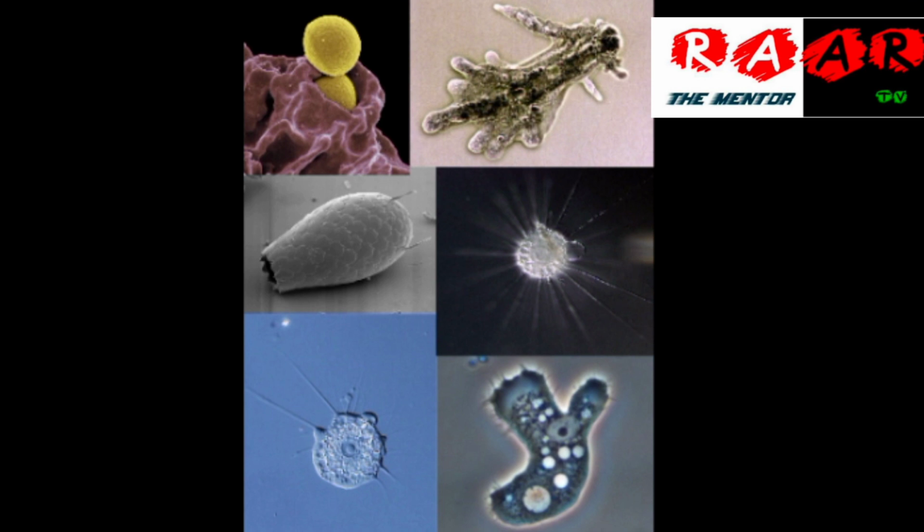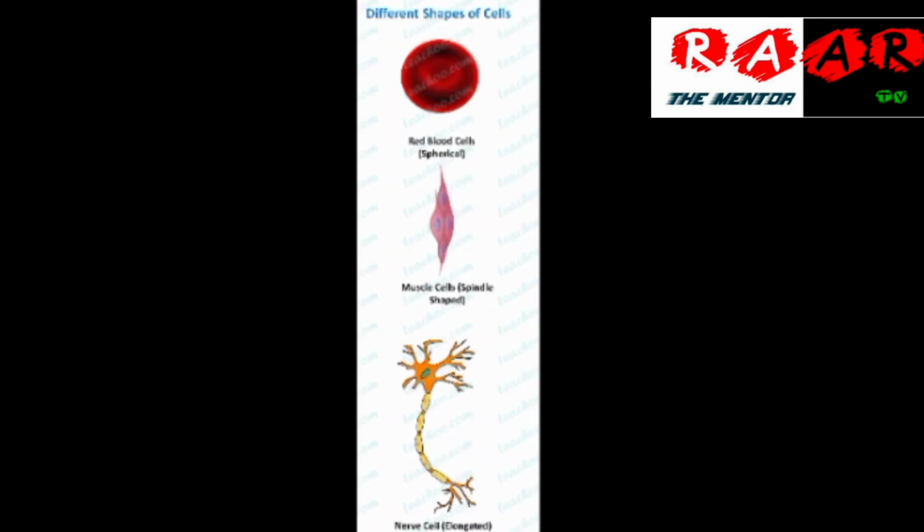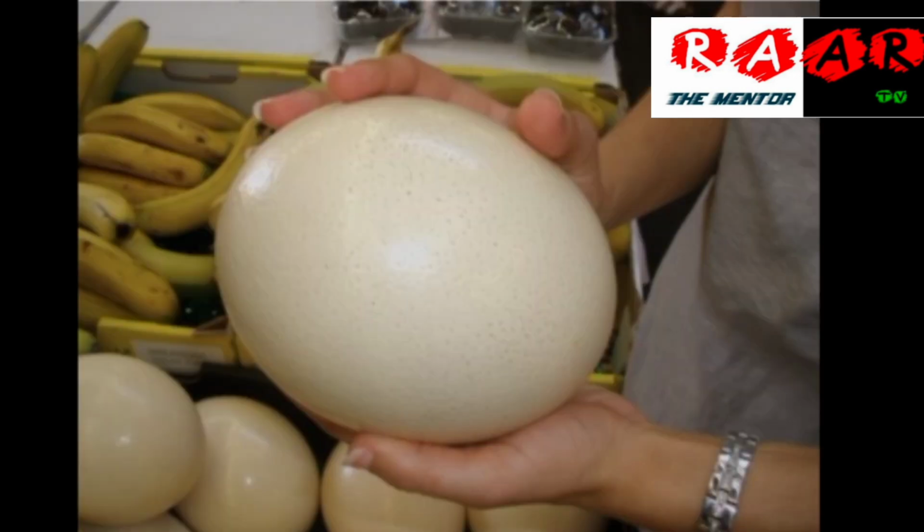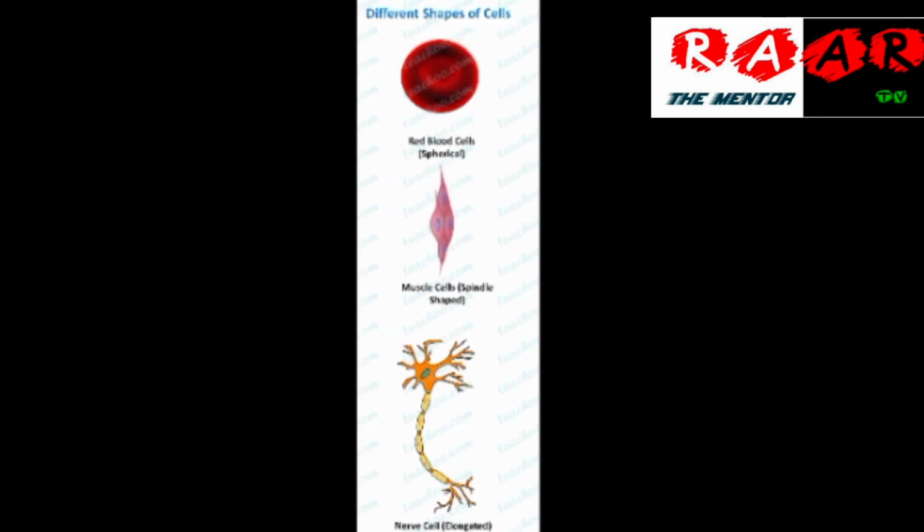Now let us talk about cell size. There is a huge variety in the size of cells. The great majority of cells are very small and can be seen only with the help of a microscope. However, there is a great range in their size. The largest cell is the ostrich egg. The longest cells are the nerve cells, which are up to 3 meters, and the smallest cells are found among bacteria, which are 0.2 to 0.5 micrometer.